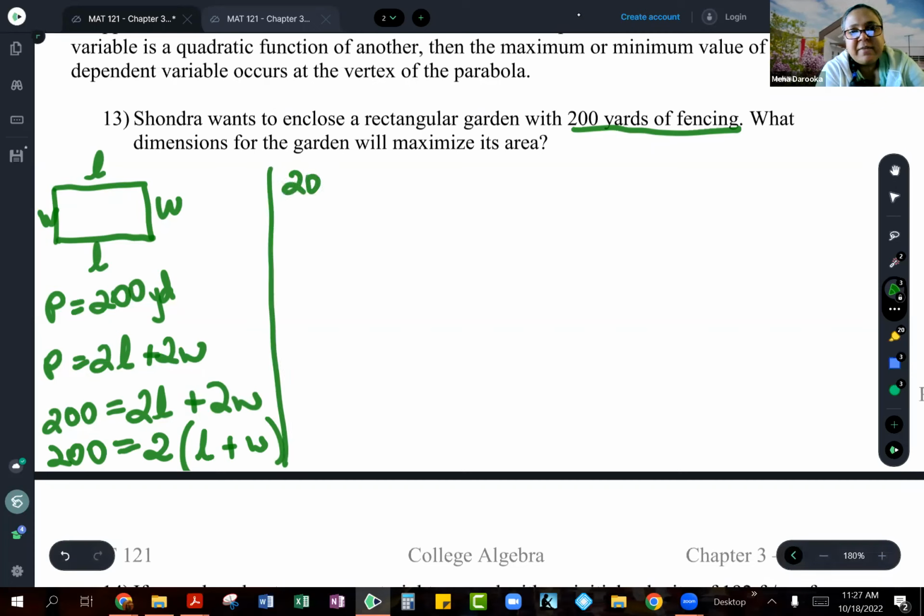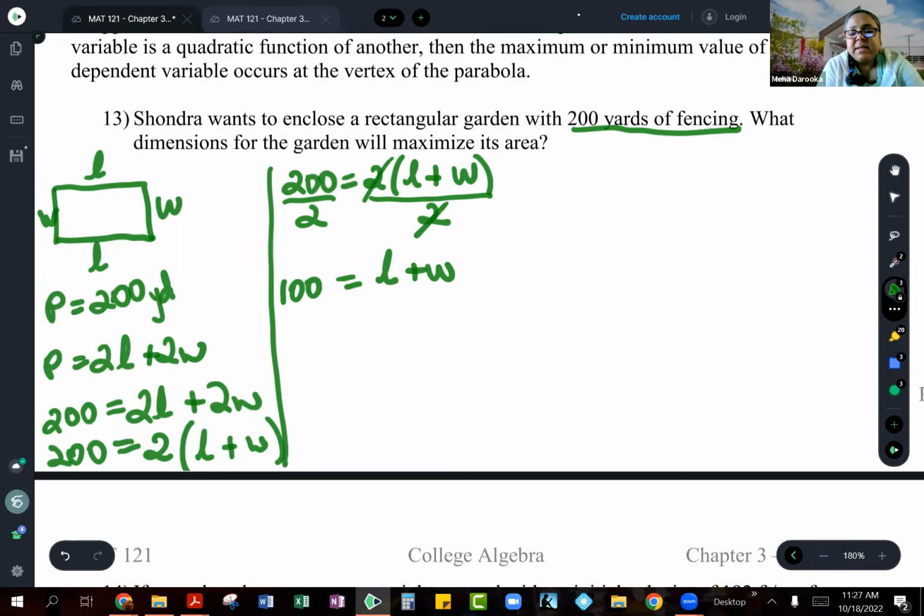Okay, so at this point, you have 200 equals 2 times, and then in parentheses, length plus width. So I'm going to go ahead and divide both sides by 2. And as you can imagine, I will end up with 100 equals length plus width. Now, at this point, it honestly doesn't matter. You can either get the length by itself or you can get the width by itself. You just have to basically isolate one variable. So I'm just going to go ahead and subtract the W on both sides. And we will end up getting 100 minus W equals L.